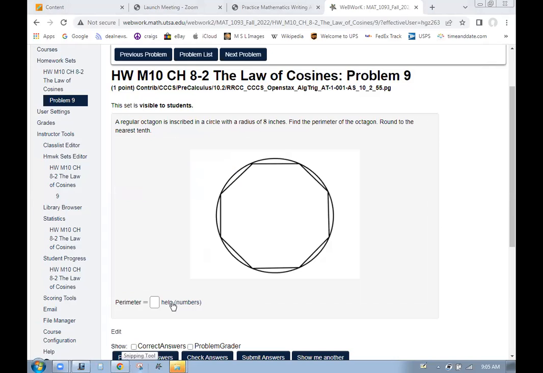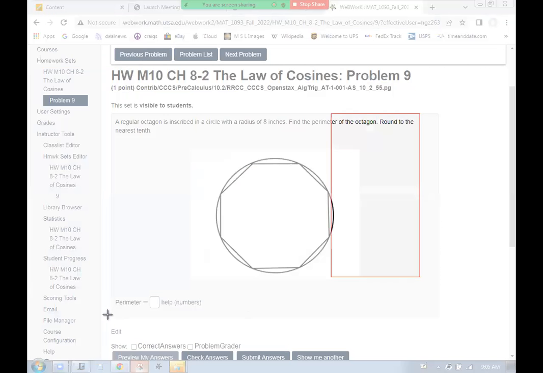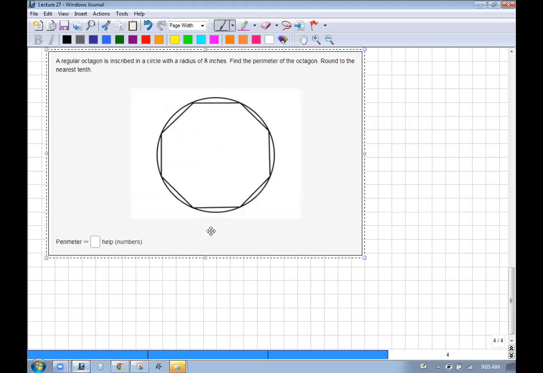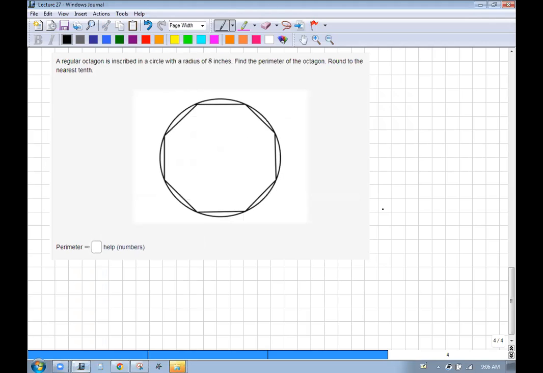Perimeter equals some number. We can find the perimeter. This circle has a radius of 8. So that's 8. We want to know the perimeter. There's 8 sides. Let's see, if I call this length here A, the perimeter is 8A.